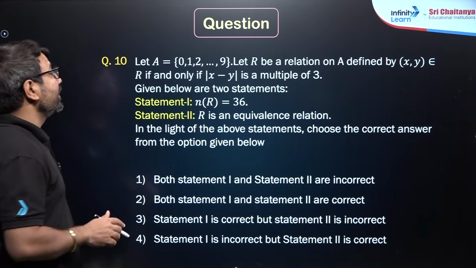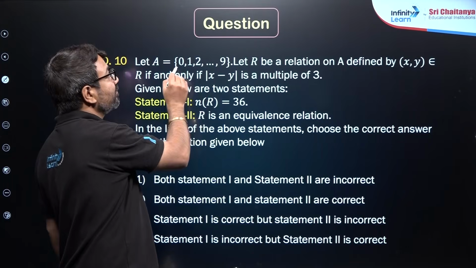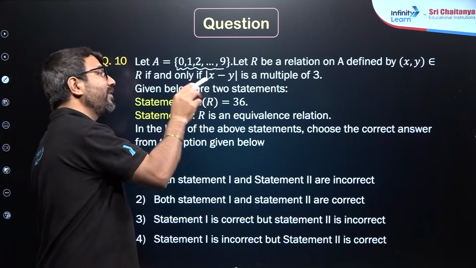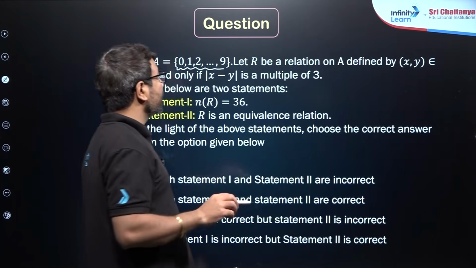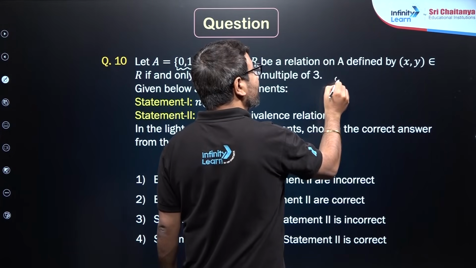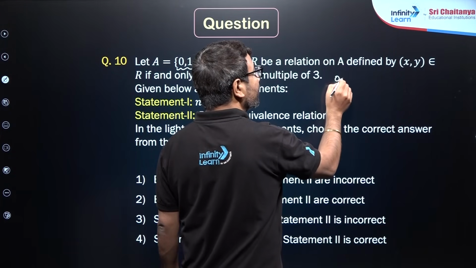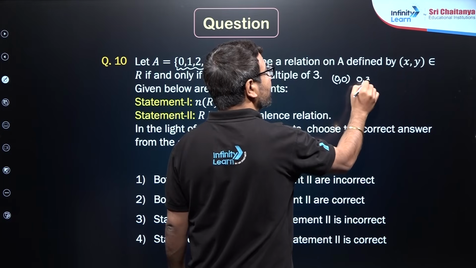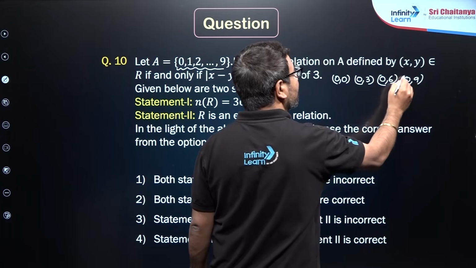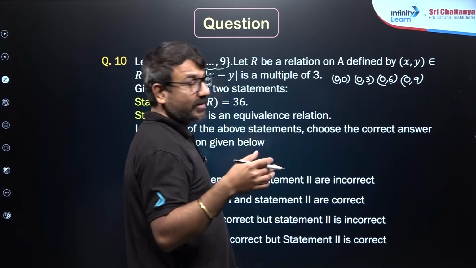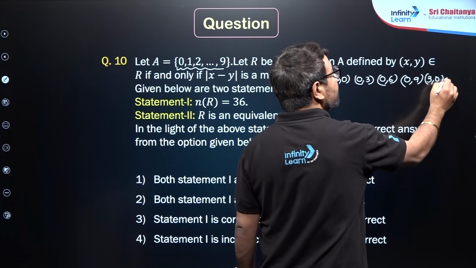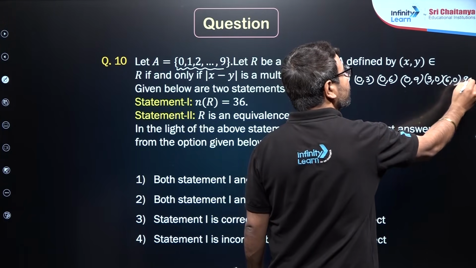Then bache, they have said that R be the relation made on this set such that, my dear students, mod of x minus y is a multiple of 3. So x minus y you have to choose from here only. Let's say if you have chosen 0, so 0 with 0 is possible, 0 with 3 is possible, 0 with 6 is possible, and 0 with 9 is possible. And if 0, 0 is possible with these elements, then reverse is also possible. 3, 0 is possible, 6, 0 is possible, and 9, 0 is possible.